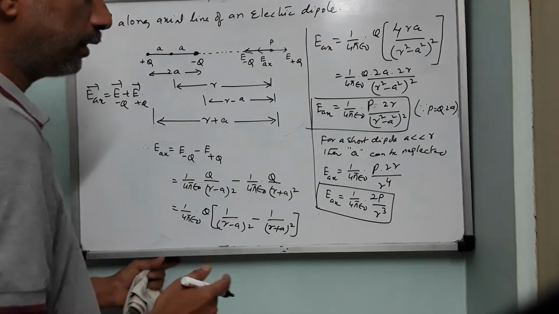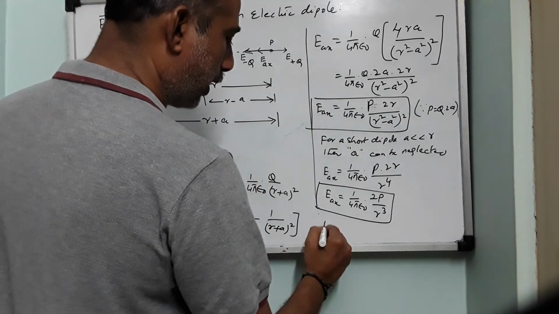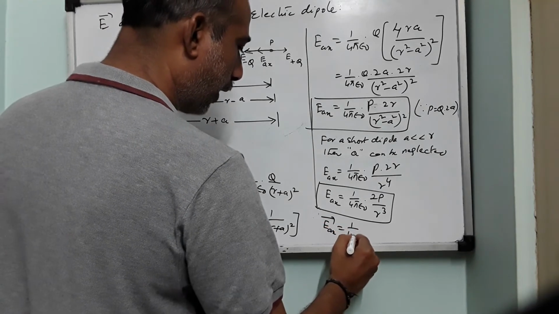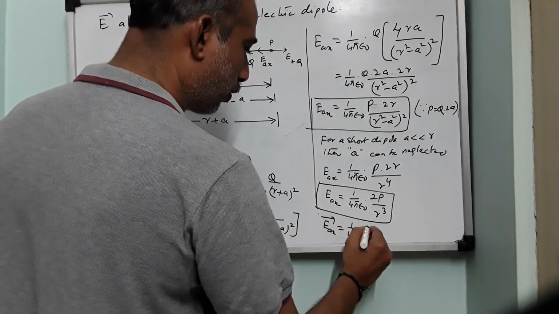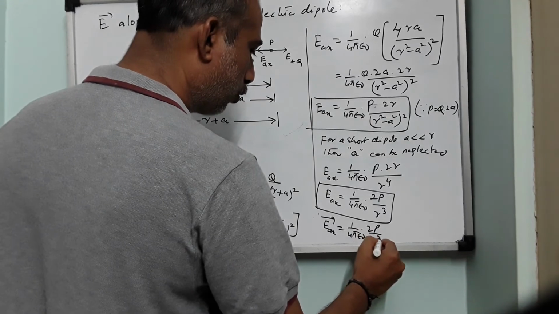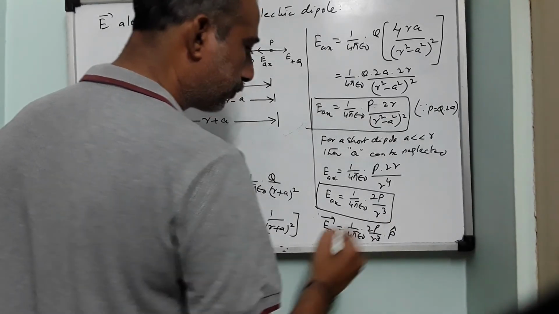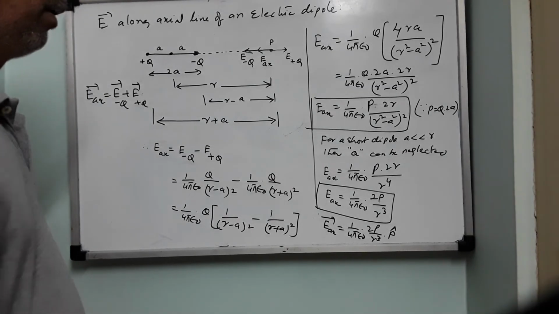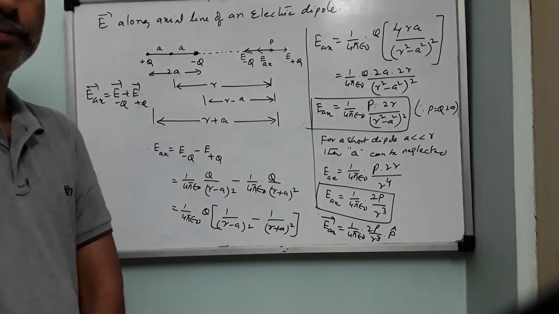And if you want to write in the vector form, E axial vector is 1 by 4 pi epsilon 0 into 2P by R cube into P cap, where P cap is the unit vector of electric dipole moment P vector.